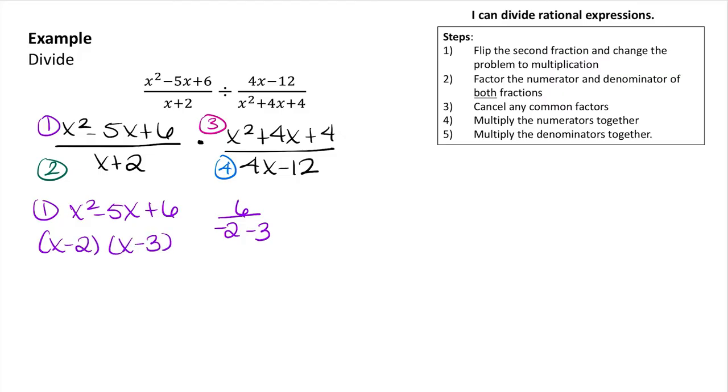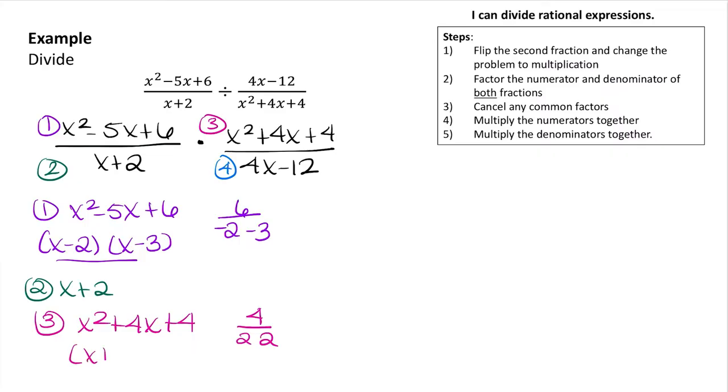Number 2 is just x plus 2, and that does not factor, so I'm going to leave that one as is. Number 3 is x squared plus 4x plus 4. When I try to factor that, I need two factors of 4 that are going to add up to 4. So that's going to be 2 and 2. So this is going to be x plus 2 times x plus 2.